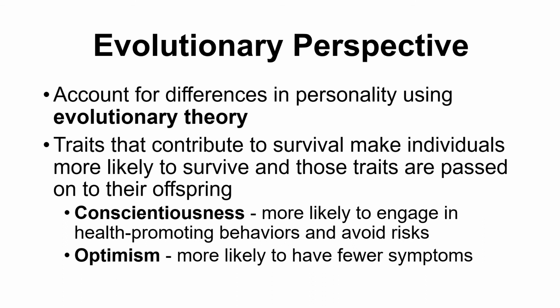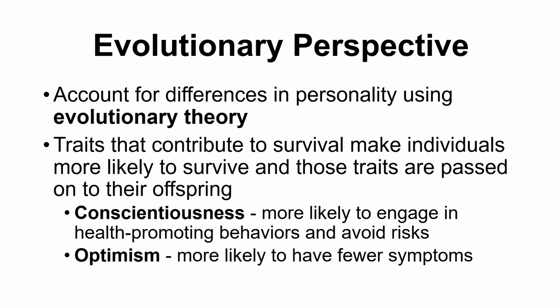And so we see that there are some links between certain personality traits and the tendency to live longer and survive longer. So conscientiousness is one where we are more likely to engage in health-promoting behaviors and avoid risks. So that would be something that would be likely to be passed on because it helps us avoid dying and to live longer, which would allow us to reproduce more.